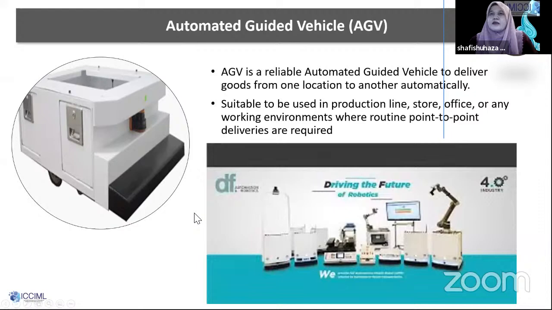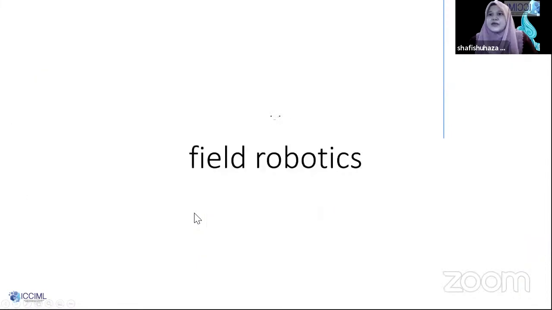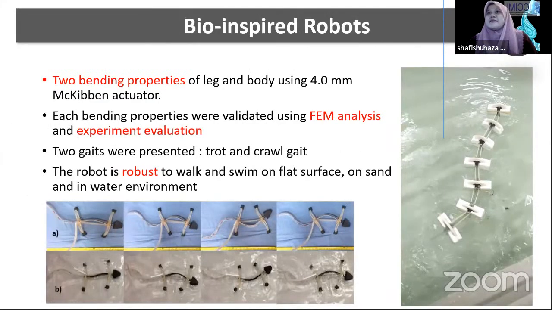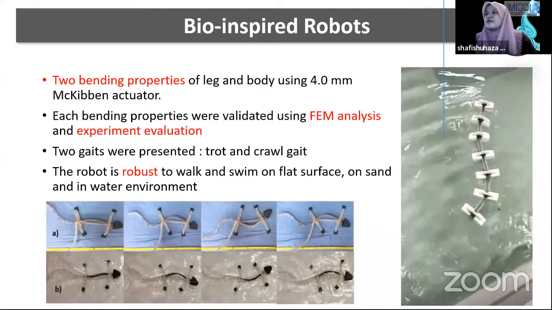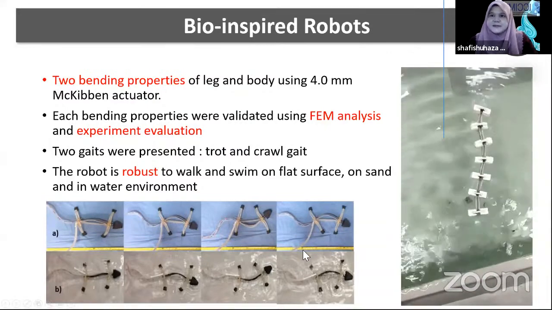Okay, next in field robotics, we have again Dr. Atif with his Machibian actuator. It's a soft actuator, a flexible robot with the ability to bend, and the robot is able to walk and swim on flat surfaces as well as in water environments, as you can see in the short video there.